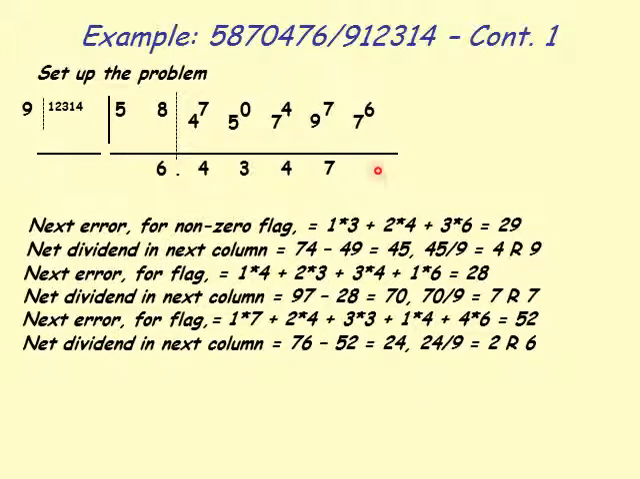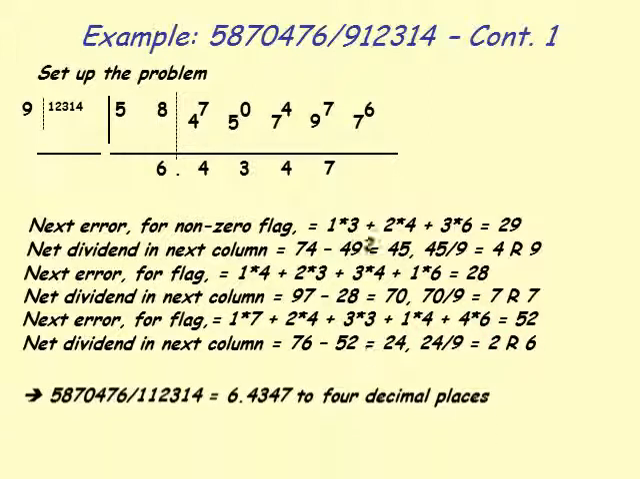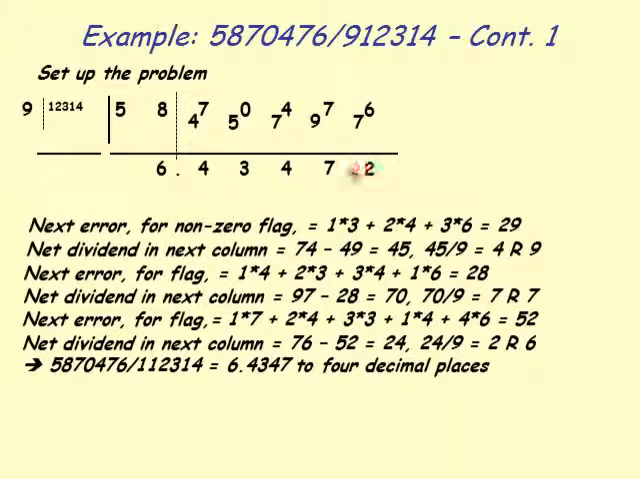Net dividend in the next column is 76 minus 52, which is equal to 24. And 24 divided by 9 is 2, remainder 6. That means 2 is the next digit, and that is not high enough, so we can use just 6.4347. Okay, we don't have to round it up. This is a lot smaller than 5. Okay, let's continue. So 5870476 divided by 112314 is 6.4347 to 4 decimal places.